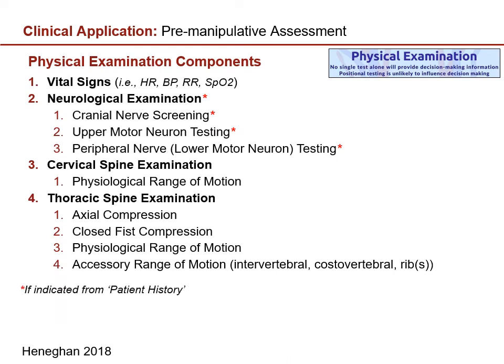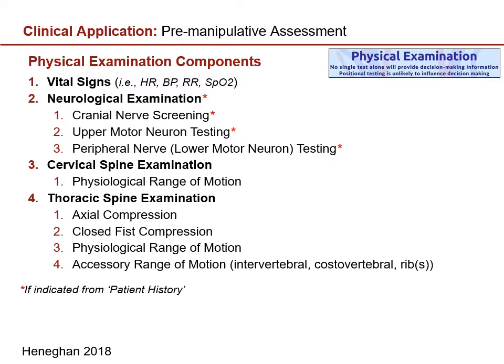Okay, so considering the physical examination components for the thoracic spine, once again, you're going to want to take vitals consistent with that of the cervical spine. The emphasis in the majority of the guidelines and recommendations is on blood pressure. However, as we alluded to, it only takes another moment and discretionary effort to capture all elements of the vital signs. Neurological examination is really only appropriate or indicated based upon the patient history and or the EMR.